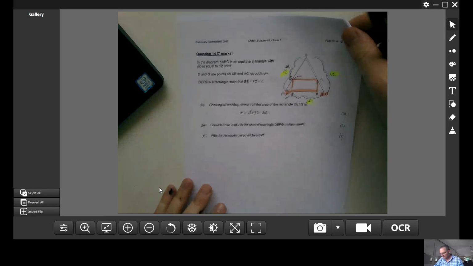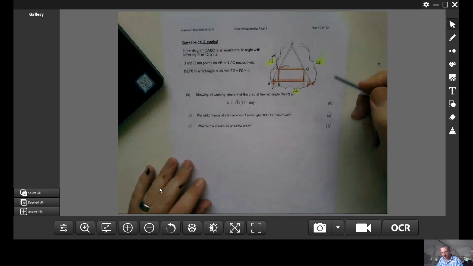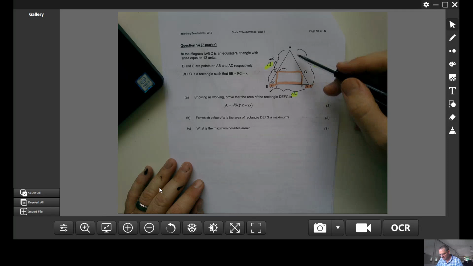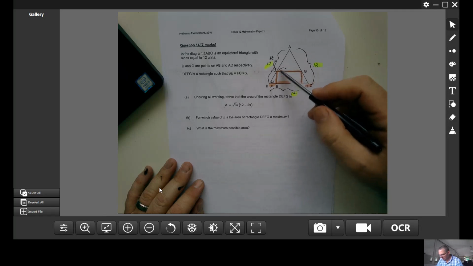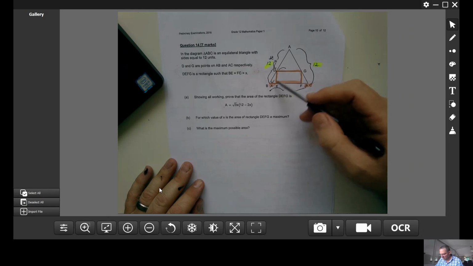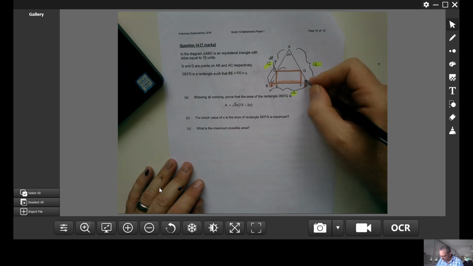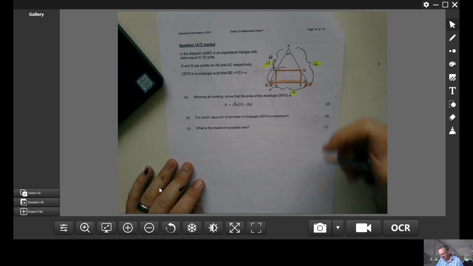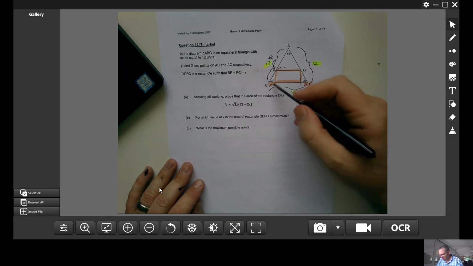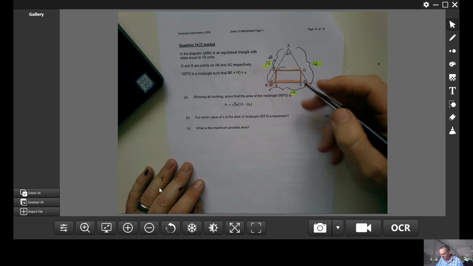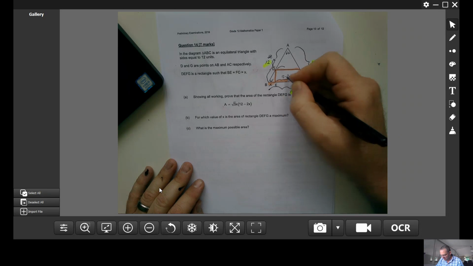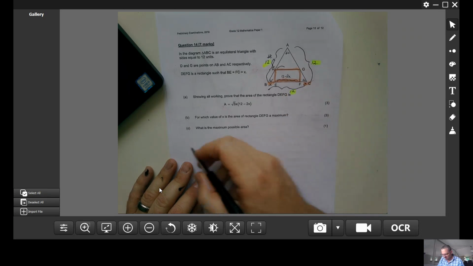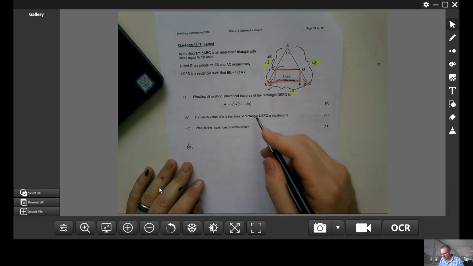Okay, question 14. It says in the diagram, ABC is an equilateral triangle with sides of 12, and this is a rectangle. Because it's equilateral, guys, that'll be 60, that'll be 60, and that'll be 60. Then we've got a rectangle where they say that BE is x and FC is x. So if that's the case, then this distance over here must be 12 minus 2x. That's the length of your rectangle. So it says, showing your working, prove that the area of the rectangle is that.